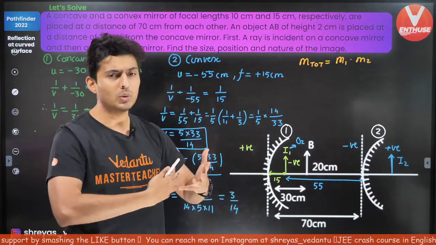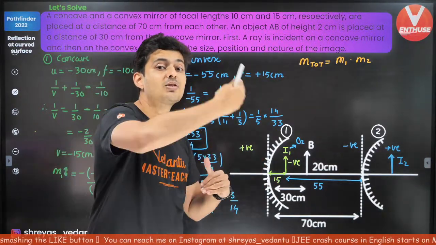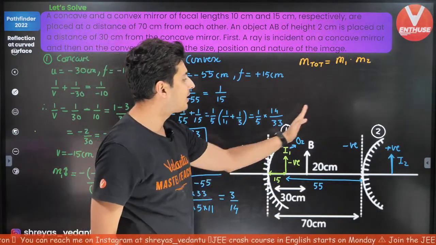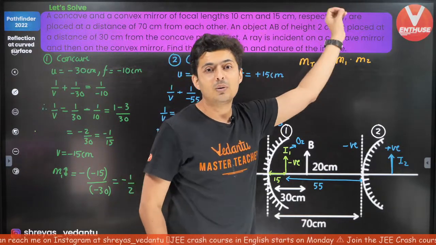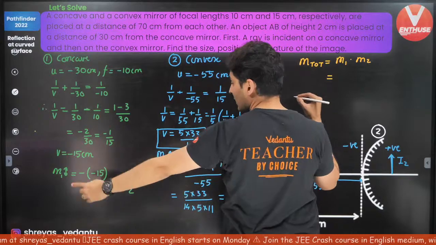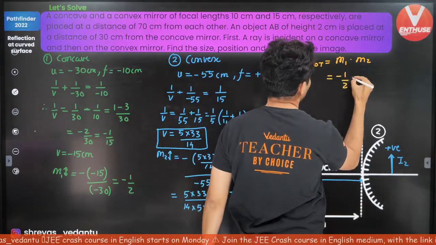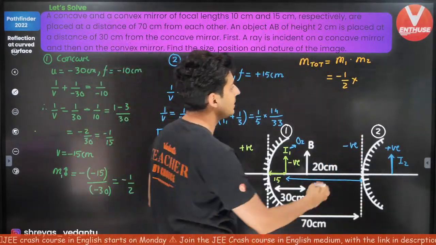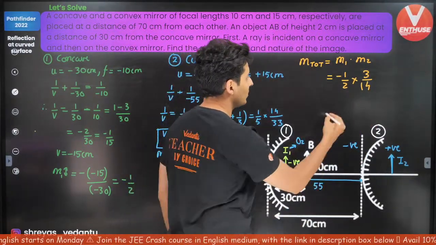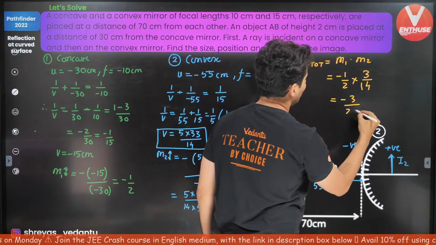First time it gets magnified 2 times. Then it becomes 5 times of that. So 5 into 2. That's how it works. So if there are more reflections, it will be M1 into M2 into M3 into M4. So in this case, it will be nothing but minus 1 by 2 into this thing, which is 3 by 14. Yep, so that's going to be minus 3 by 28.